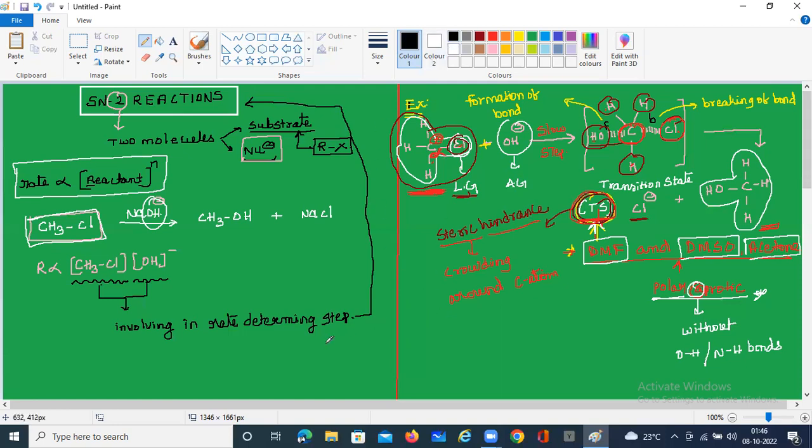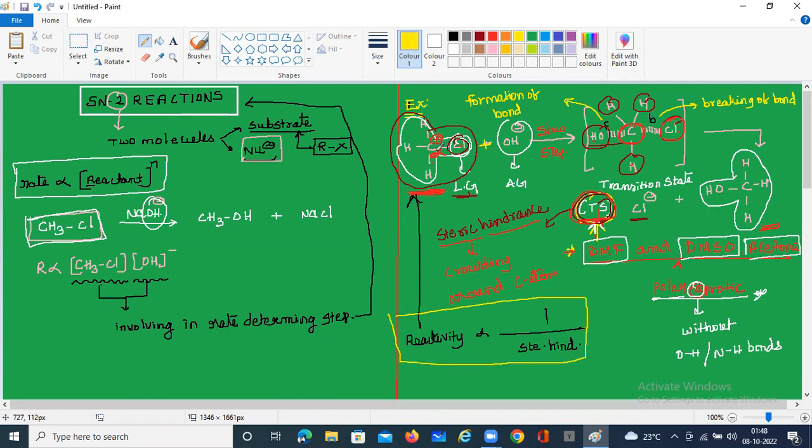How can we write? See the reactivity, here I am writing reactivity. So the reactivity of what? The substrate. Okay, the reactivity of the substrate is inversely proportional to what? Steric hindrance. Very, very important one. Please keep note: the reactivity of the substrate is inversely proportional to steric hindrance. Steric hindrance means, as I already told, the crowding around the carbon atom.